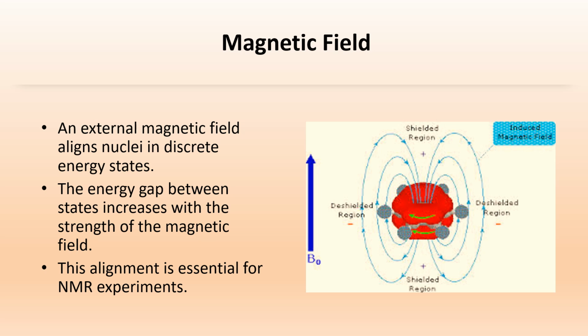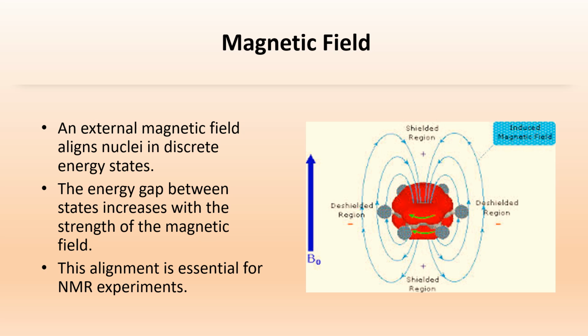When we expose these spinning nuclei to a strong external magnetic field, something truly fascinating occurs. The magnetic moments of the nuclei align in specific ways. They either align with the field in a lower energy state or against the field in a higher energy state. This alignment creates two distinct energy levels for the nuclei. The strength of the magnetic field determines the size of the energy gap between these two states. The stronger the field, the greater the energy difference. This alignment is a crucial part of NMR as it sets the stage for the next step in the process.